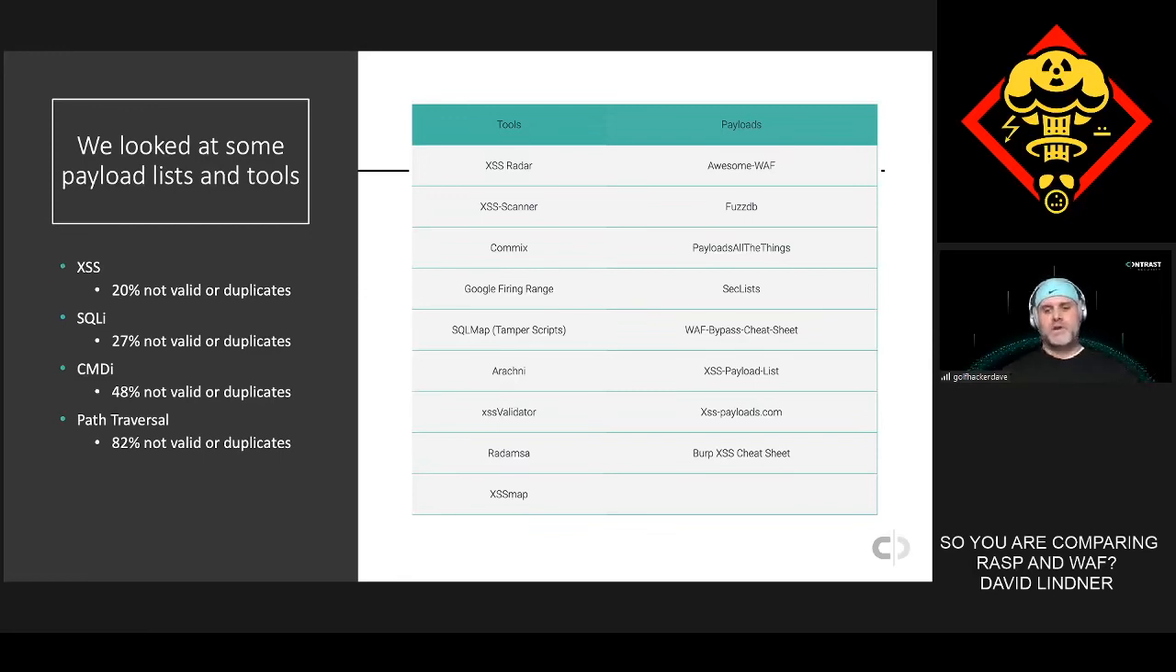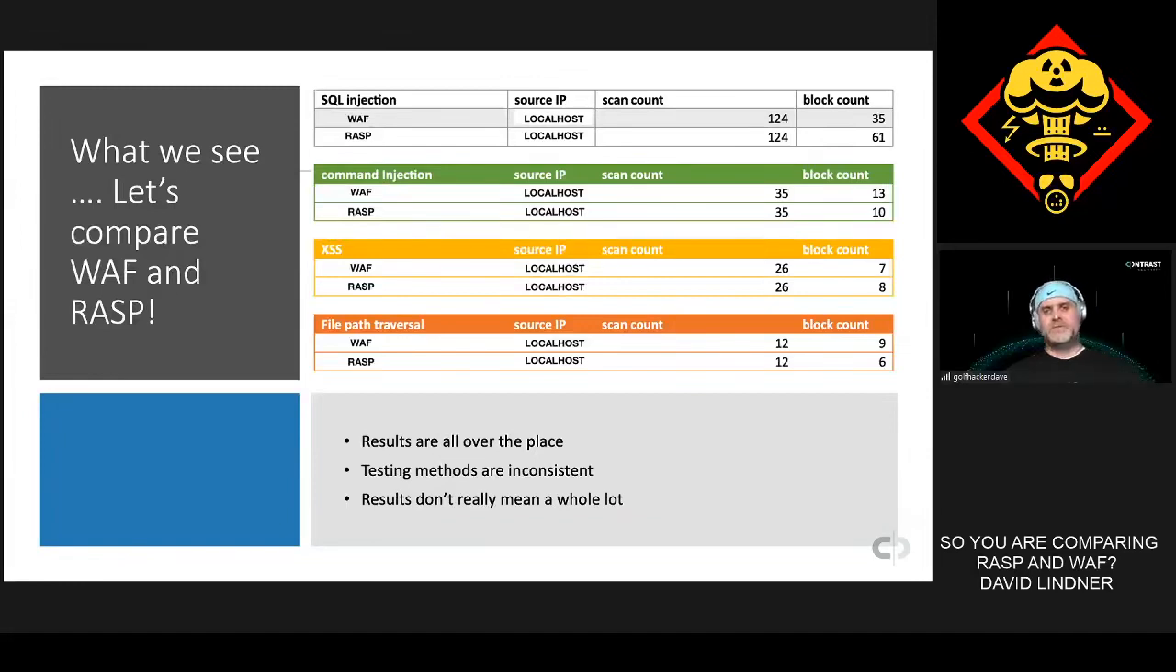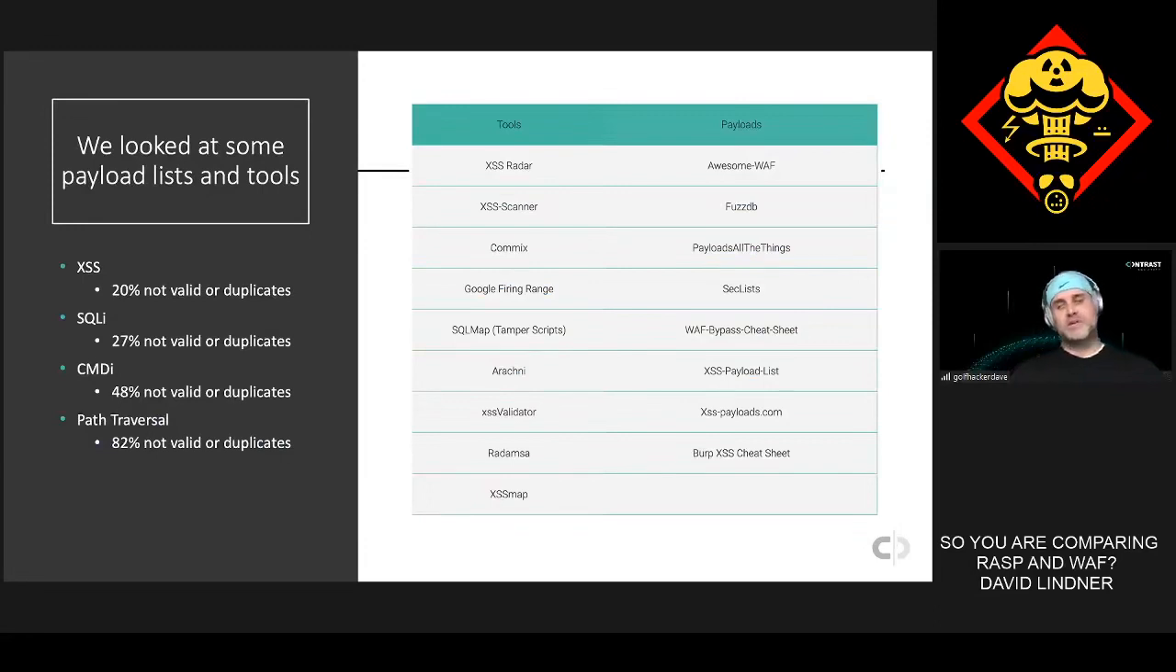So if we go back a slide, what if those scans and those payloads weren't even valid in the first place? Because I'm just pulling them out of a payload list. So then you start breaking it down even more, and you look at SQL injection, 27% of them weren't valid. Command injection, 48%, and patch reversal, 82%. And most of that was duplicates, right?